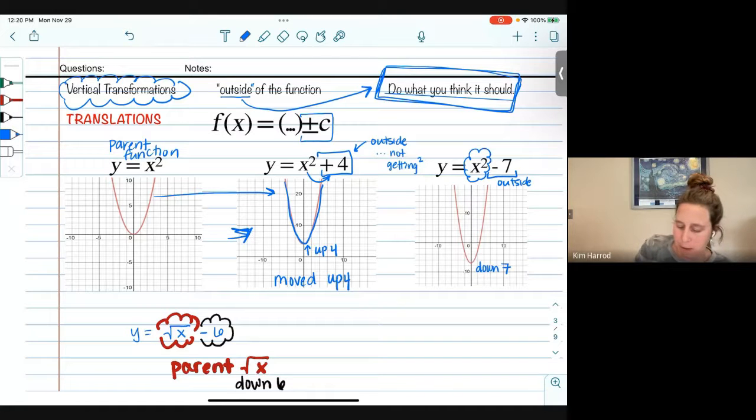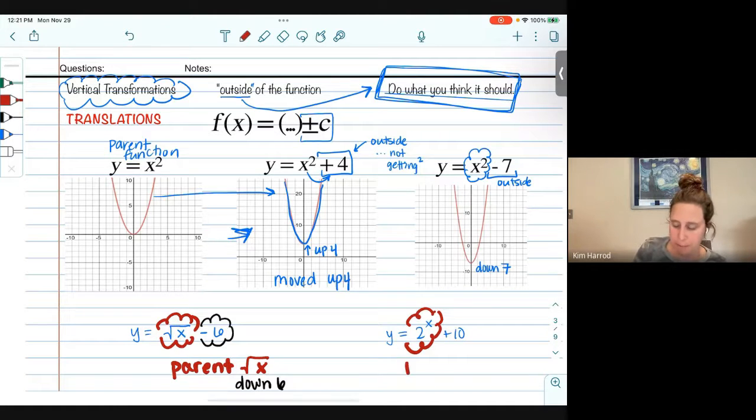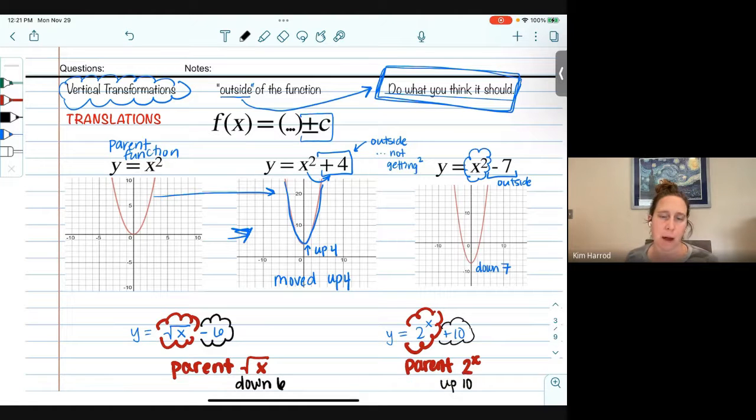Let's do one more. Let's say we had y equals 2 to the x and then plus 10. So in this case, all right, Grace, the parent function is 2 to the x. And the thing that's happening outside of it, that's not getting raised to a power, is plus 10. So I think that should move it up 10. And I would see that in the graph as well.